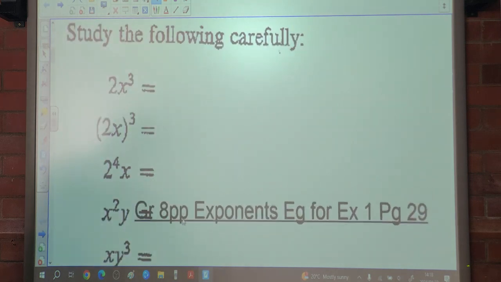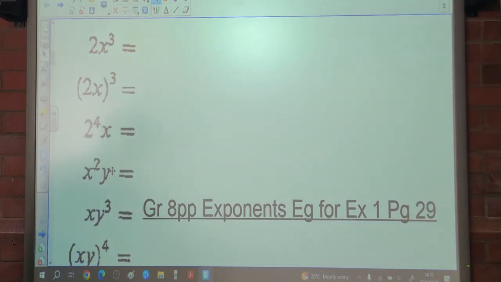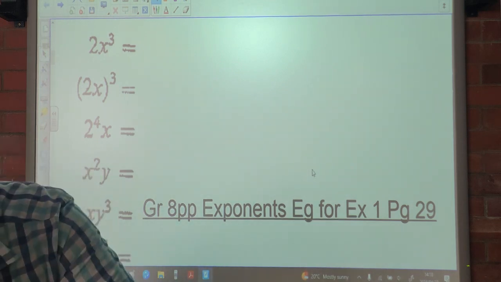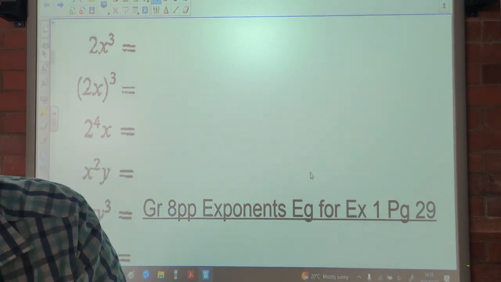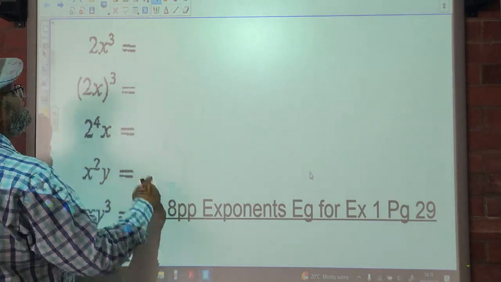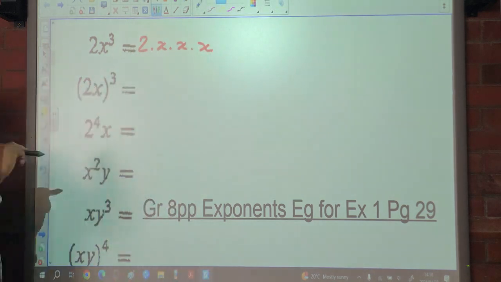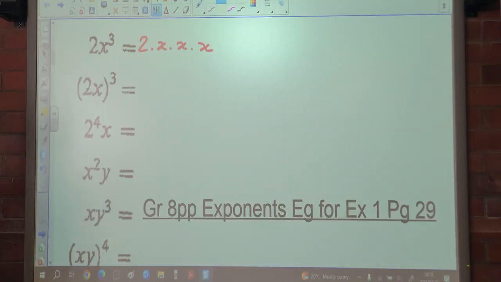So we are told to study the following carefully. If you've got 2x cubed, the question is to write that in expanded form. What would that be? 2 times x times x times x. Why didn't we write the 2 three times also? Because the exponent is on the x, which is the base there. Do you understand? Yes, sir.